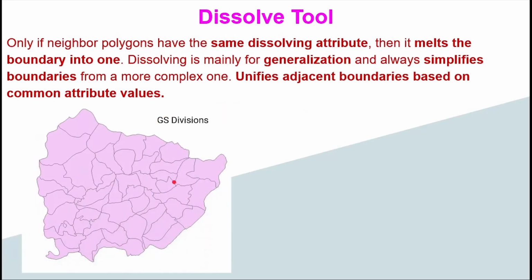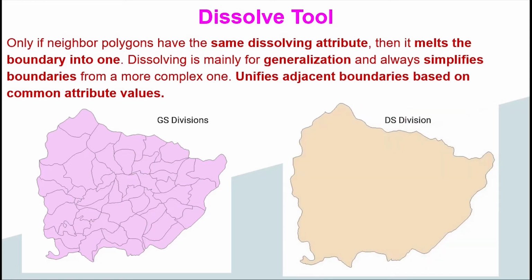This is a GS division. Those are GN divisions. So all those GS divisions belong to one DS division. Then we will make this dissolved boundary using the dissolve tool as a single layer.